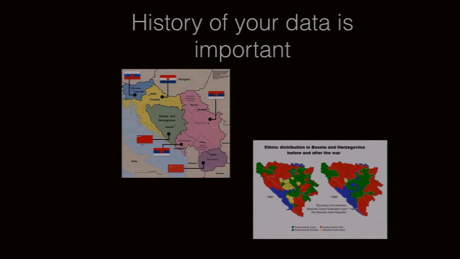So I think we can all agree that history of your data is important. Events happen in time and in context, and there's always different versions of your geospatial information. I just put a couple examples here. This is a map of the former Yugoslavia, and now we have 6 countries, 6 different sovereign nations here. On the right-hand side, you see the effects of that war on ethnic distribution. So it's really important to keep track of these changes and to keep a history of your data sets.